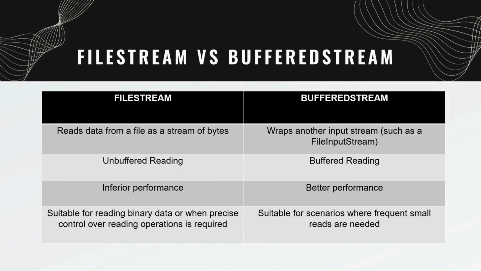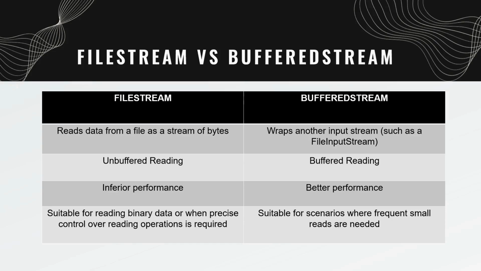Before ending this video, let's look at a few key differences between a file stream and buffer stream. A file stream reads data from a file as a stream of bytes, whereas a buffered stream wraps another input stream such as file input stream. A file stream has inferior performance than a buffered stream since it doesn't do buffered reading, whereas a buffered stream does. Buffered reading refers to the practice of reading data from a source such as file, input stream, or network socket, in larger buffered chunks rather than individual bytes or characters.